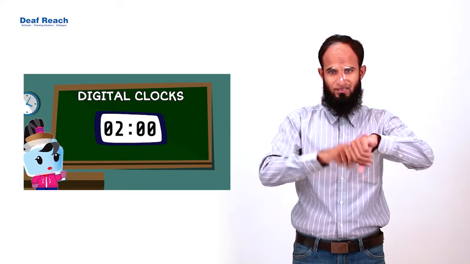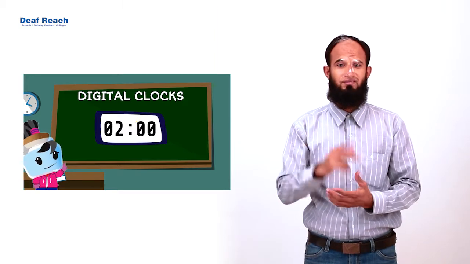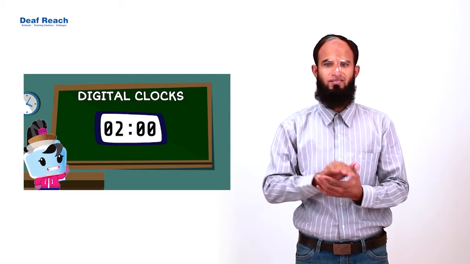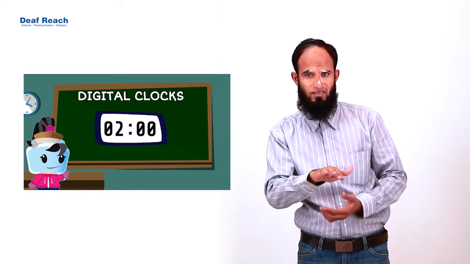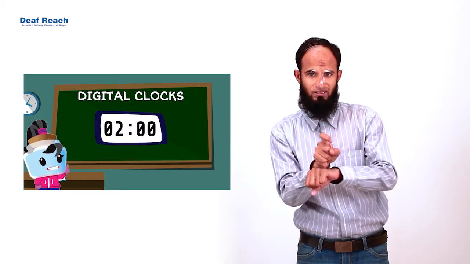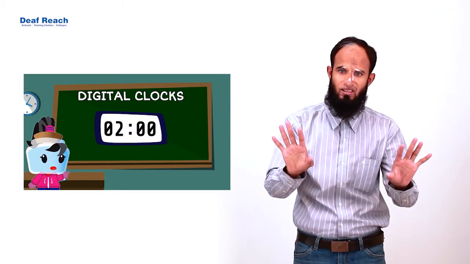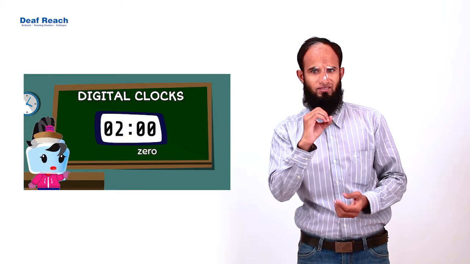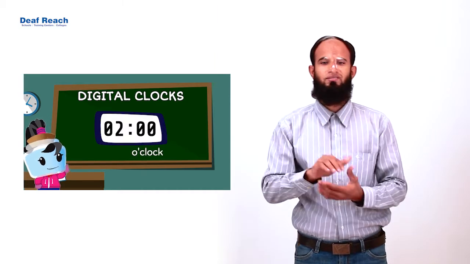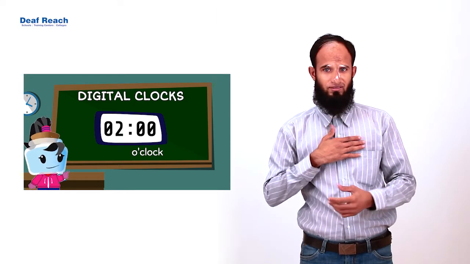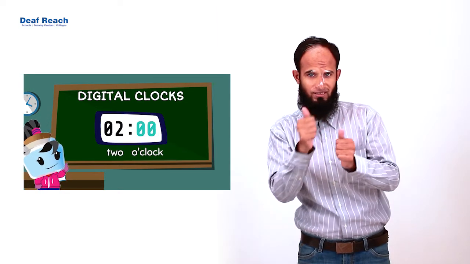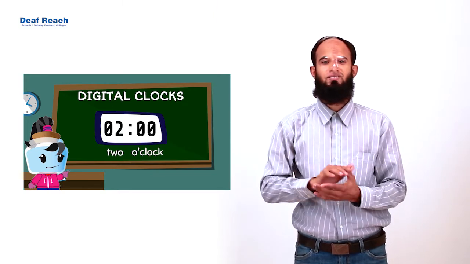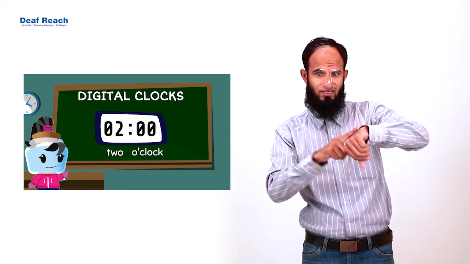Let's try the second clock. Notice that we have 2 zeros on the right side of the colon. This means 60 minutes or 1 hour has passed. However, we don't read it as 00. In telling time, we read this as o'clock. So this clock reads as 2 o'clock.